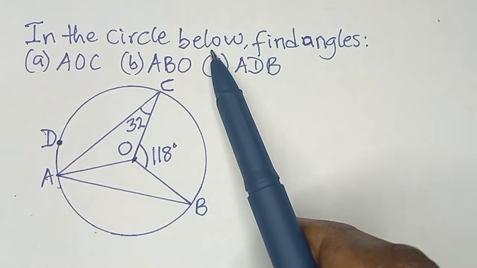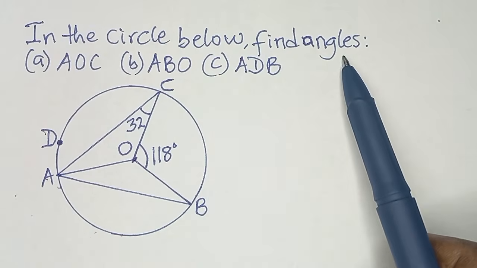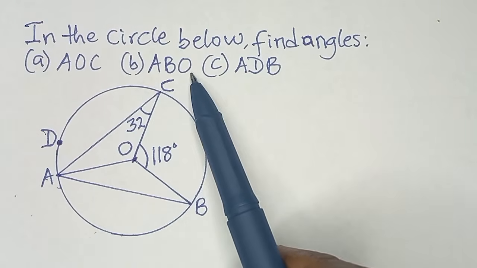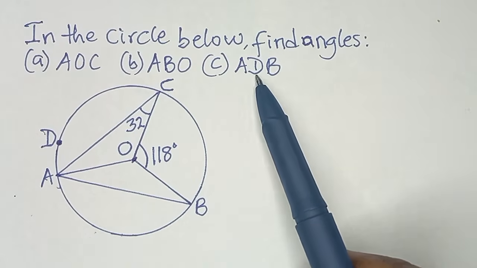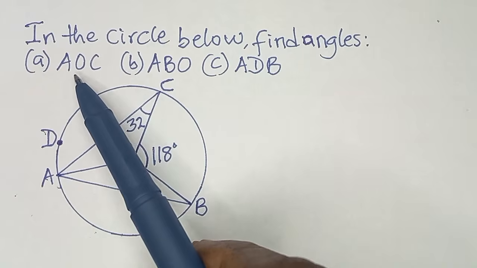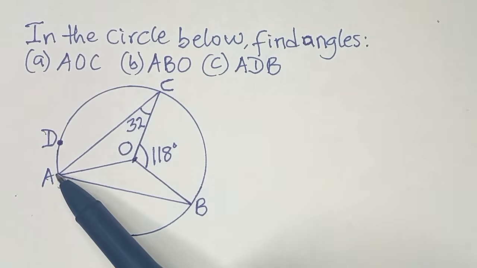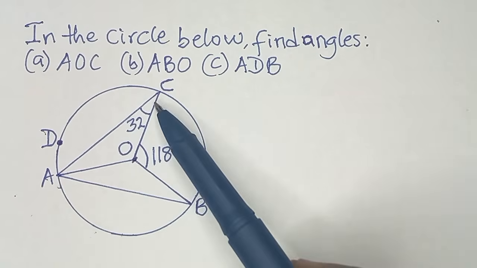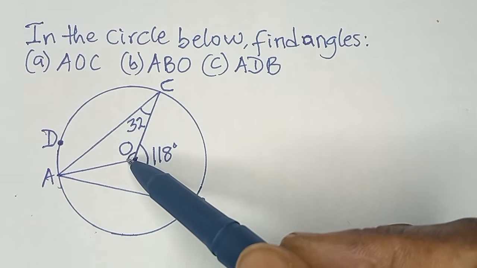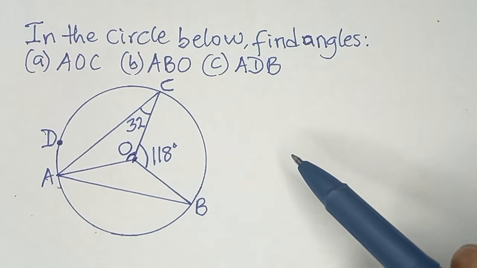In the circle below, find angles AOC, ABO, and ADB. Now, the first question says we find angle AOC. AOC, that is this angle here. That's the angle that we're asked to look for.